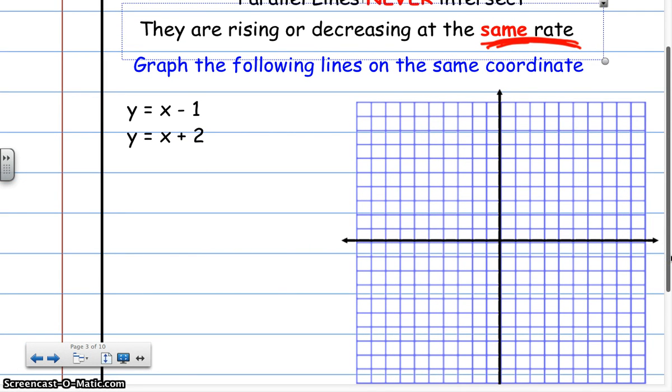If we were to graph these two lines, y is equal to x minus 1 and y is equal to x plus 2, I want you to make the coordinate plane in your notes and graph them. And then we're going to compare to see what's going on with them.